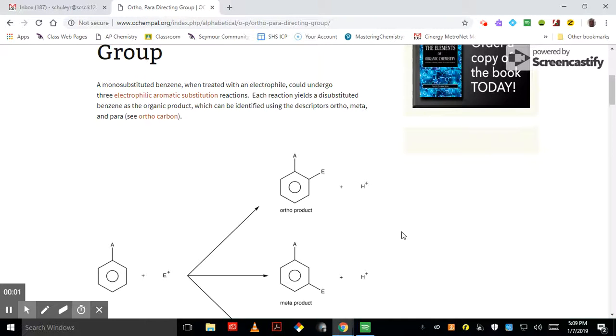Welcome back for semester 2 of organic chemistry. Our first experiment is going to be experiment number 35, the directive effects in the bromination of vanillin.